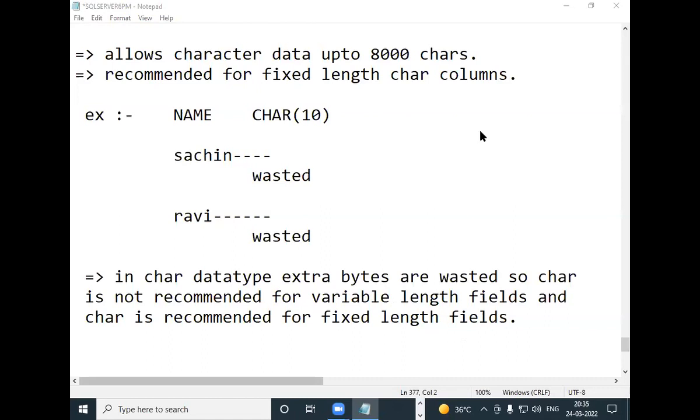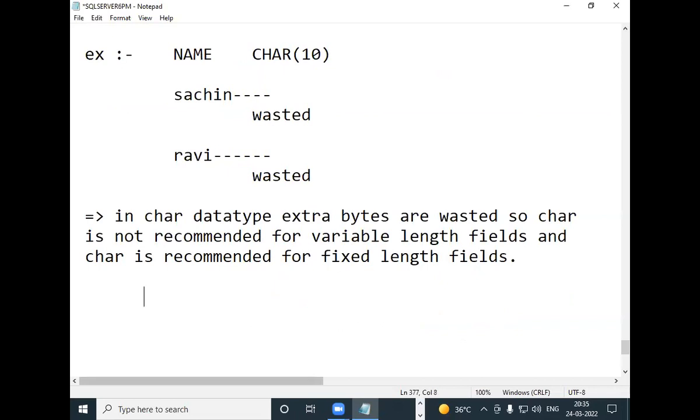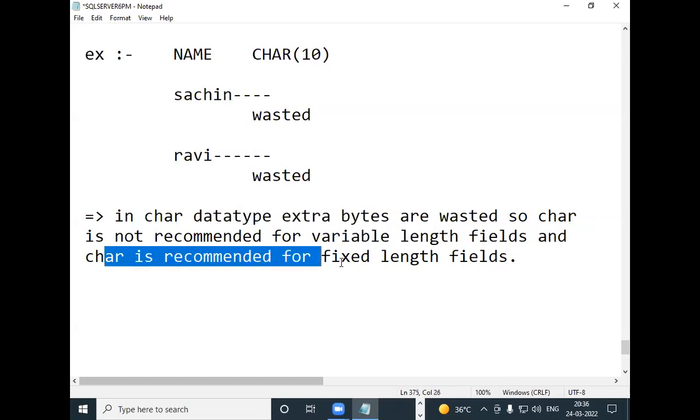Now tell me, is name fixed length or variable length? Variable length. Person to person, name changes. One name contains 10 characters, one contains 15 characters, one contains 5 characters. Name to name, the number of characters changes. So name is variable length, and char is not recommended for variable length fields.